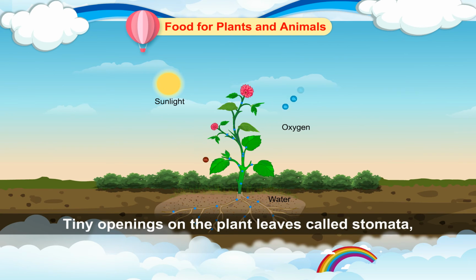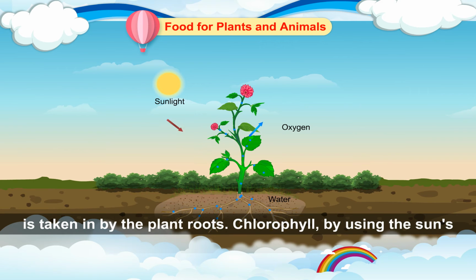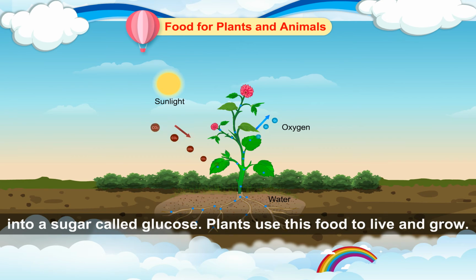Tiny openings on the plant leaves called stomata let carbon dioxide come into the leaf while water is taken in by the plant roots. Chlorophyll, by using the sun's energy, changes the water and carbon dioxide into a sugar called glucose. Plants use this food to live and grow.